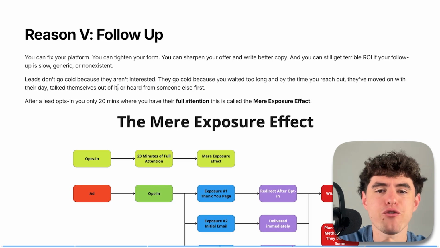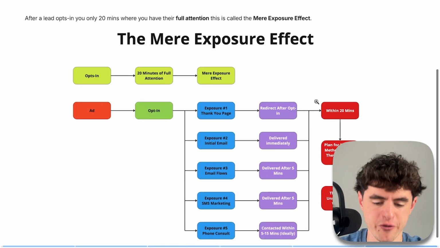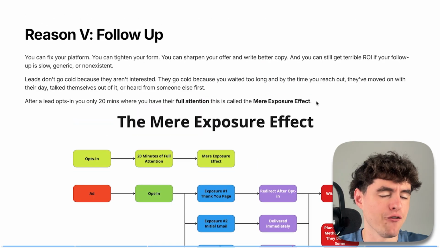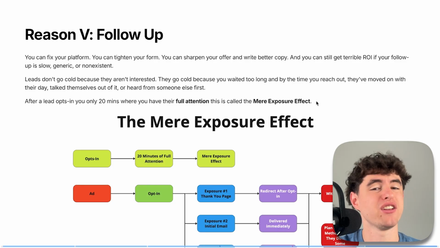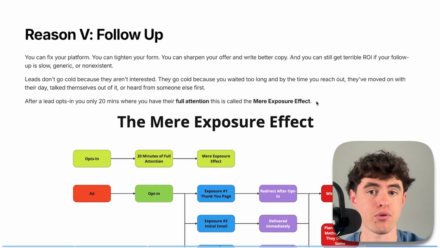All right? If a lead opts in, you only have 20 minutes where you have their full attention, and this is called the mere exposure effect. So, what does this mean? This means that you need to have multiple touch points within the first 20 minutes to an hour, going over your business, what you do, why you do it, who you've worked with, how you've helped them solve their problems that are similar to the people that are opting in.